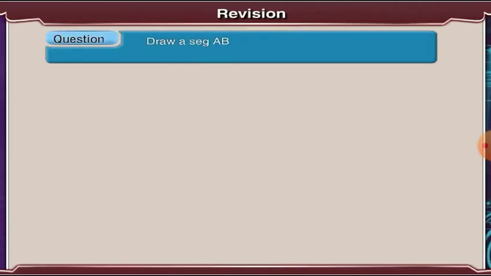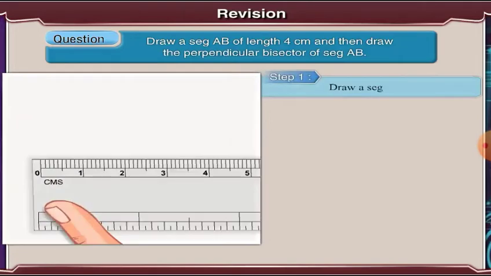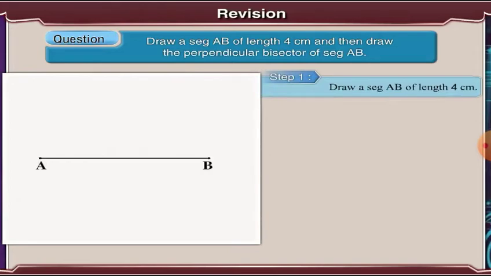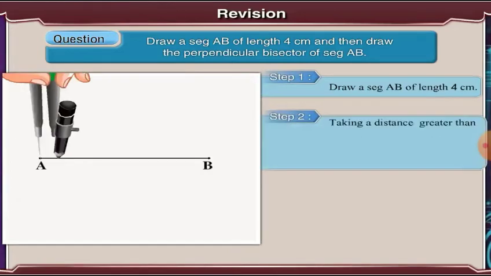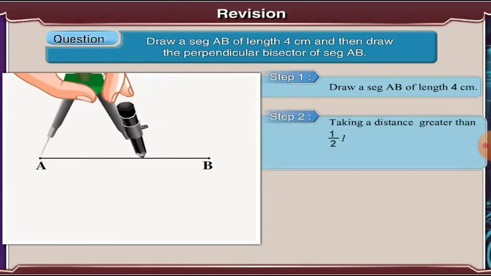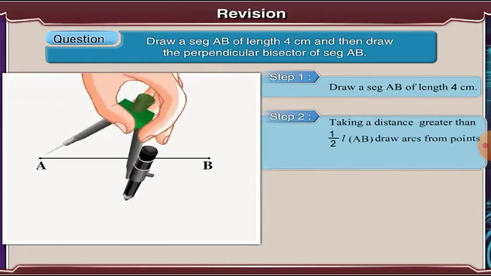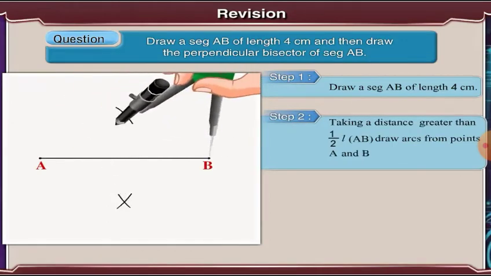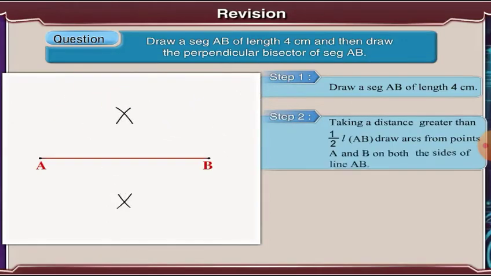Let us now revise a few basic constructions. Draw segment AB of length 4 centimeters and then draw the perpendicular bisector of segment AB. The first step is to draw a segment AB of length 4 centimeters. Then, taking a distance greater than half the length of AB, draw arcs from points A and B on both the sides of line AB.